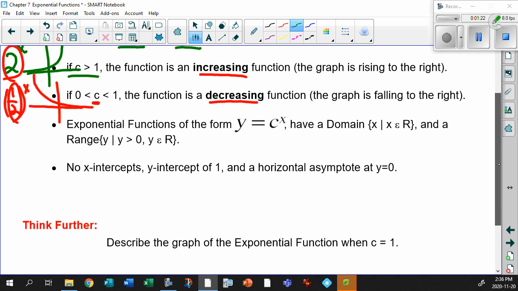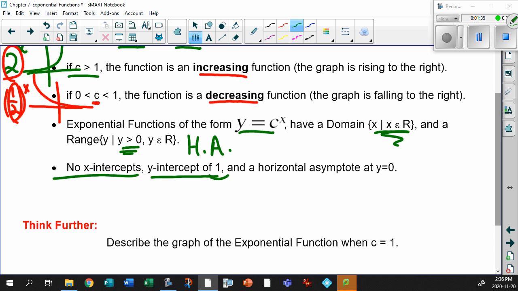Now here comes a couple other important aspects of this. Exponential functions in this form have a domain: x can be anything you want. But the range, because of the horizontal asymptote, always has to be greater than 0. No x-intercepts, they do not exist. And the y-intercept is always going to be 1.